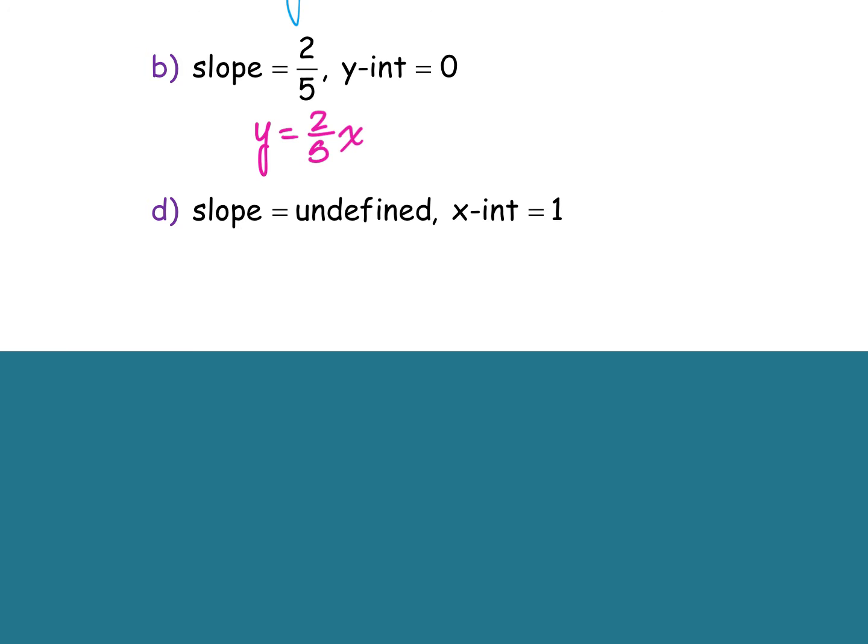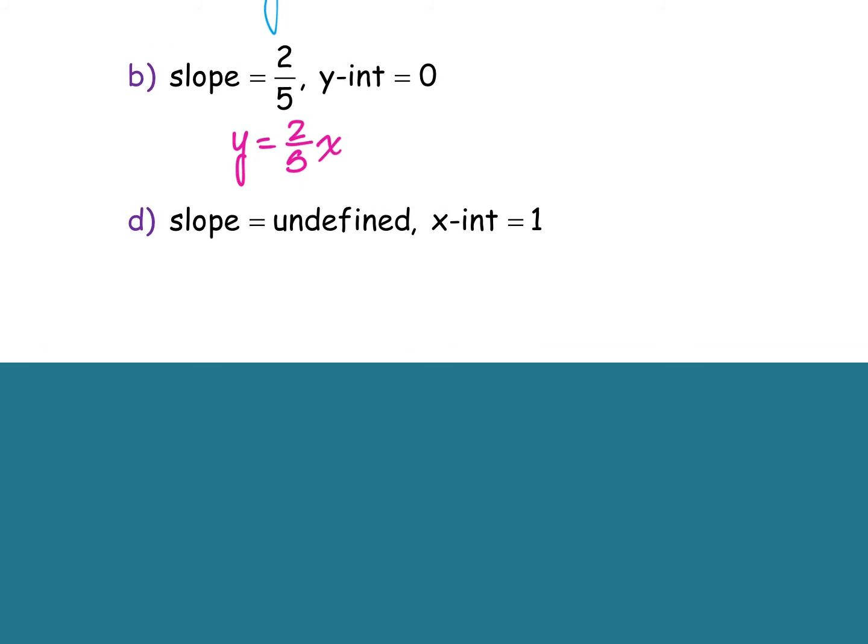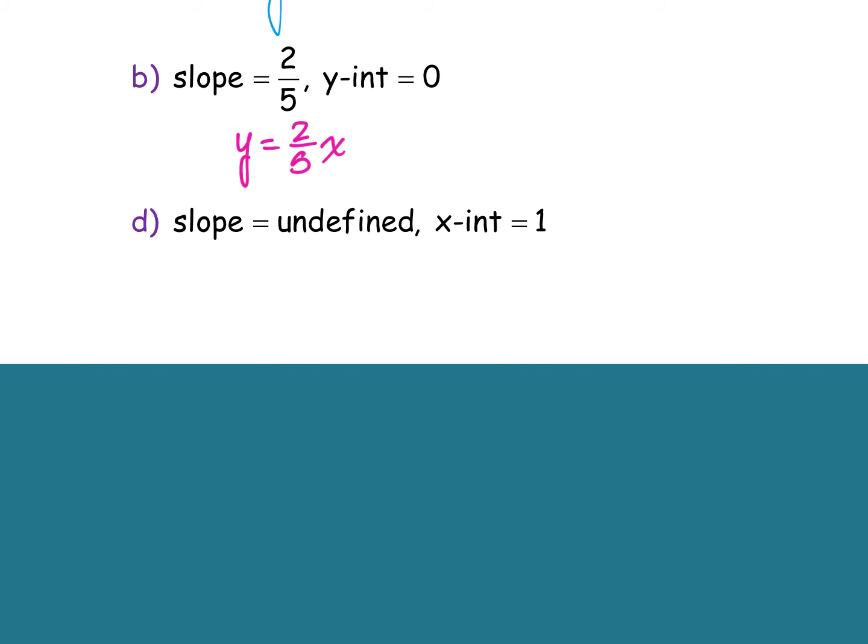And then the hardest one is d. y equals 1/0. y equals 0x plus 1. Nope. So let's draw a picture of my graph. If my slope is undefined, what does my graph look like? It's a vertical line. And it's a vertical line that crosses what? An x-intercept of 1, not a y-intercept. So it looks like this.